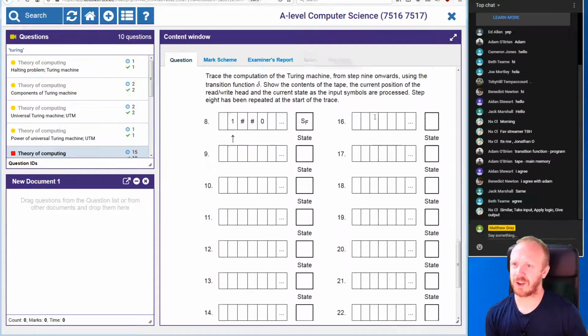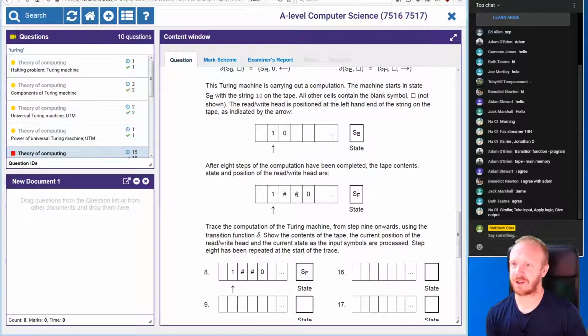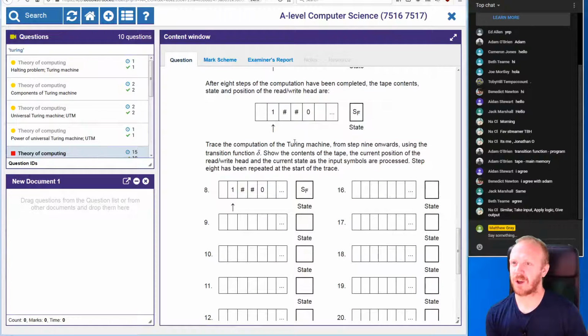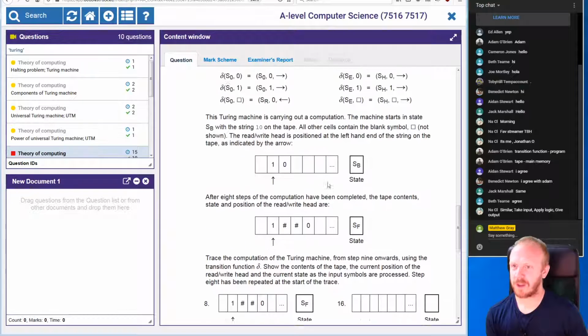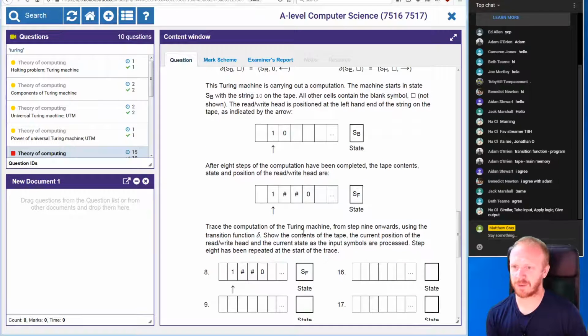And what the question then does is it sets a diagram of a Turing machine up and says this is how it starts. After 8 steps, it looks like this. So trace the computation of the Turing machine from step 9 onwards using the transition function. Show the contents of the tape. So this is step 8, we're looking at a 1, and we're in state SF. So we look at the transition function to find out what would happen next.